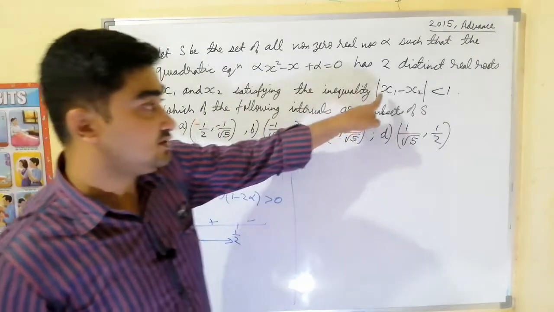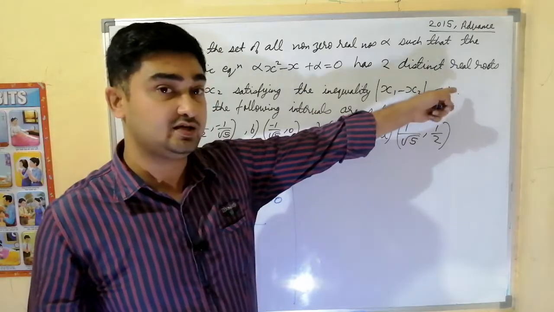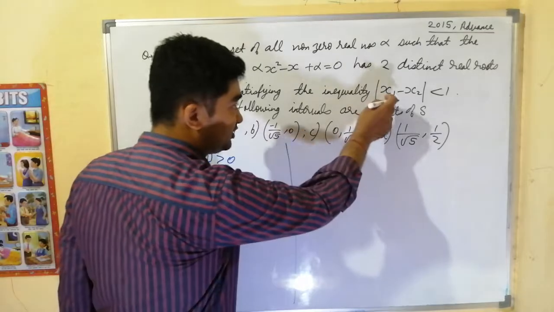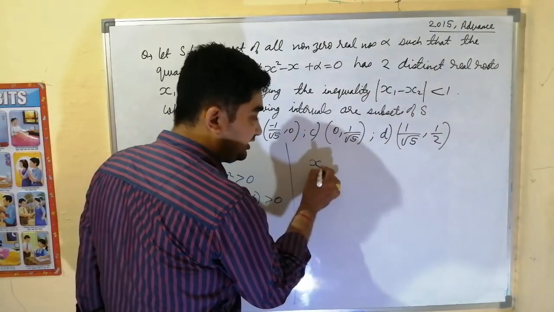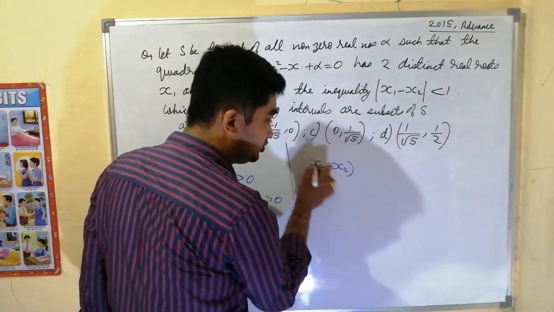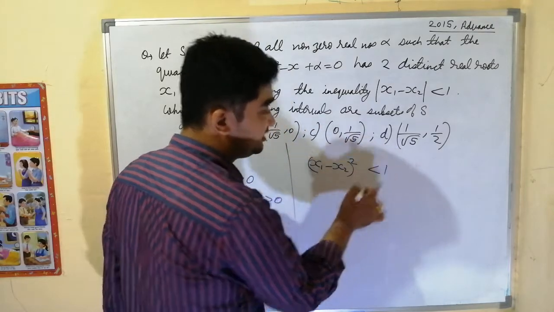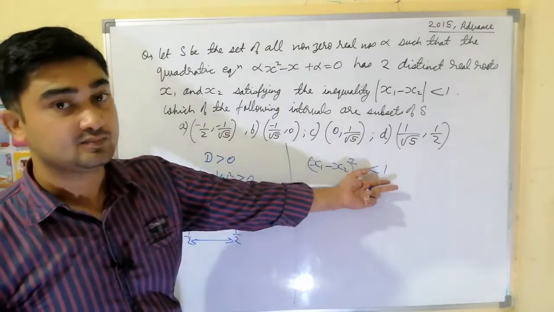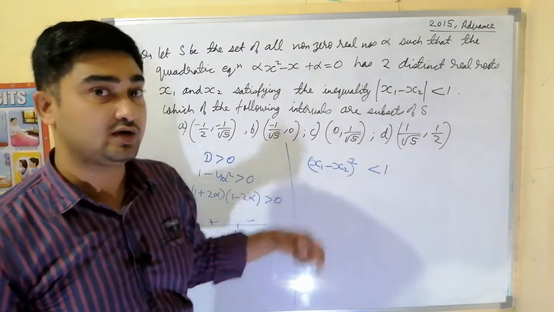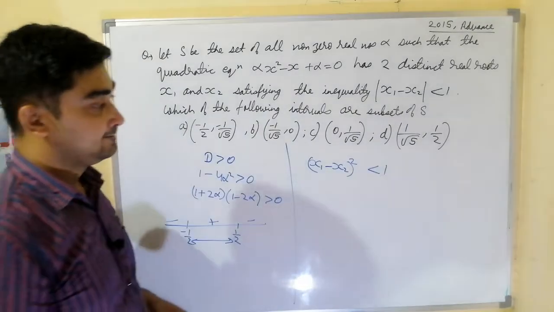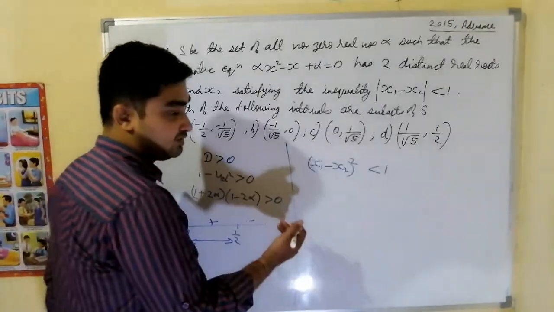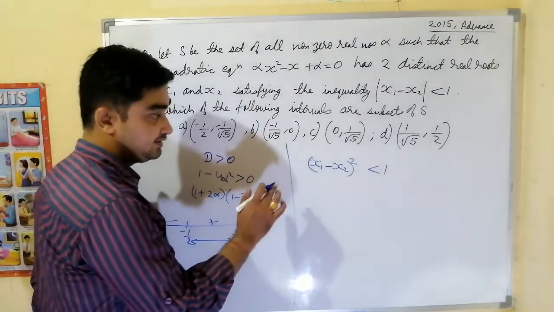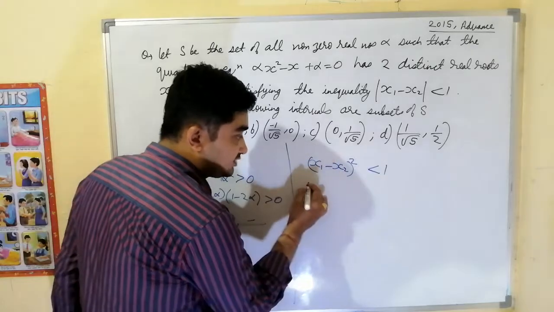Second condition is the modulus of x1 minus x2 should be less than 1. x1 and x2 are the roots of this equation. So we can also write this condition as x1 minus x2 whole square of this should be less than 1, because either you take mod or take square of this, it should be less than 1, because any number which is less than 1, square of that will also be less than 1. Vice versa, if any number is more than 1, square of that is also more than 1. Right?